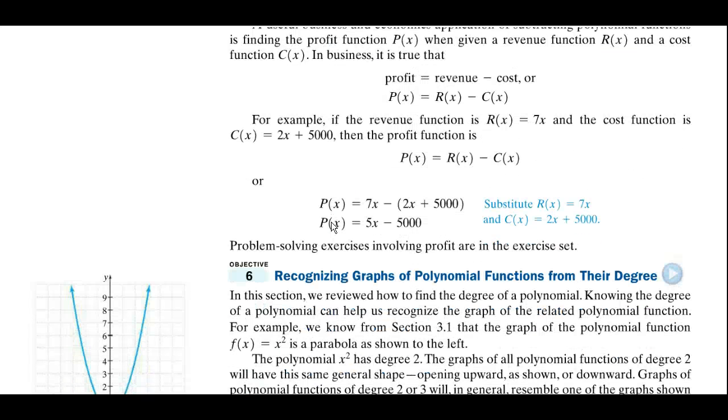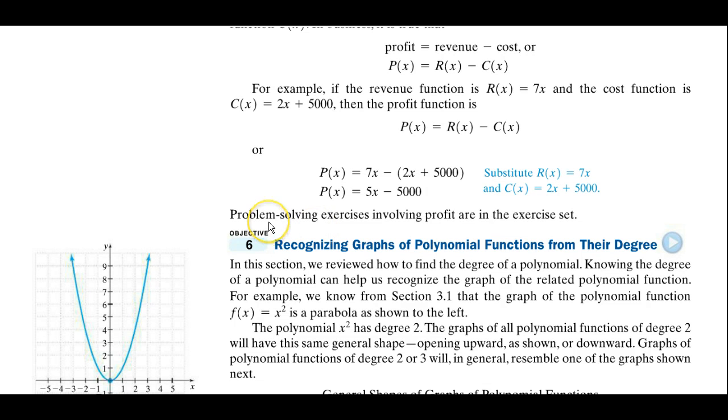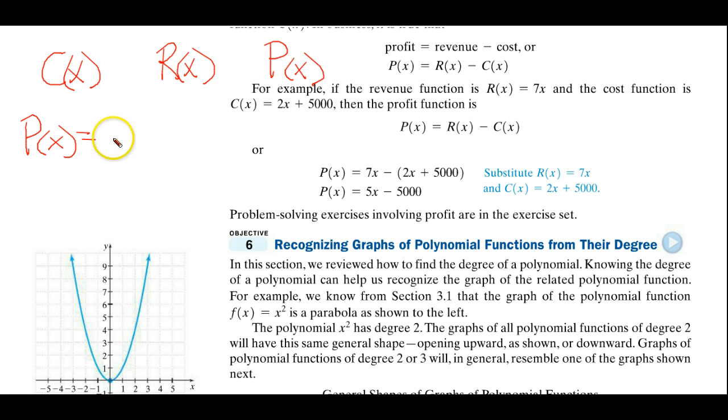Now, one of the things we did a little bit earlier, in chapter 3 and a little bit in 4, was we were dealing with the cost function and the revenue function, but now they're introducing the profit function. And the formula for this, which makes sense, is that the profit function is equal to your revenue function minus your cost function. And that's what they have here.